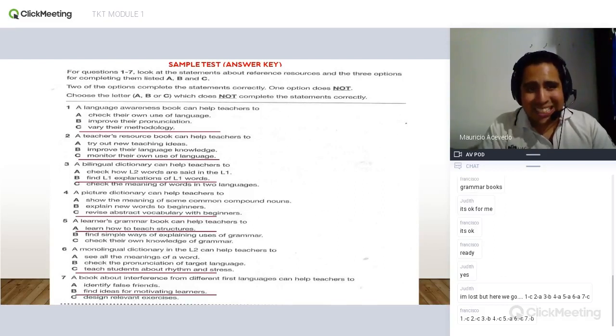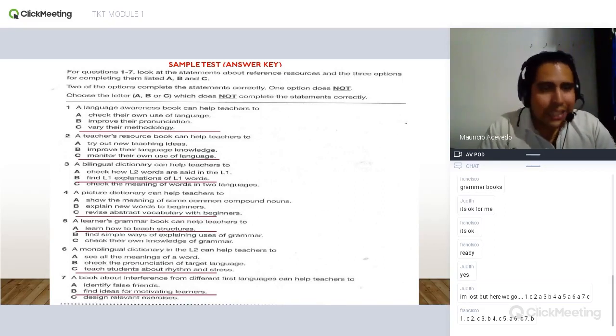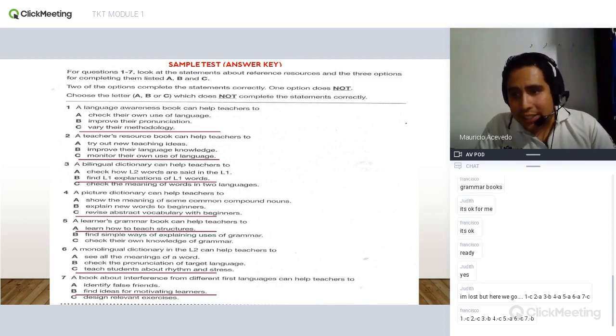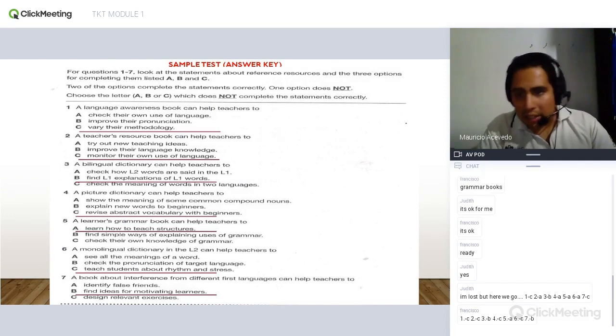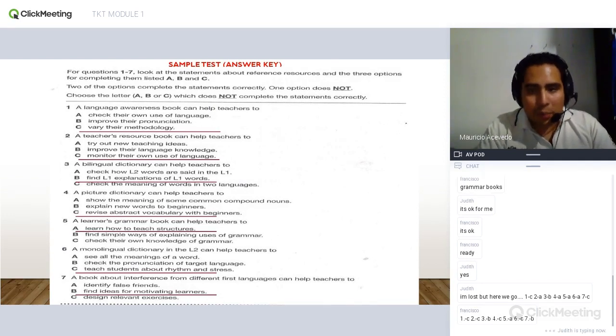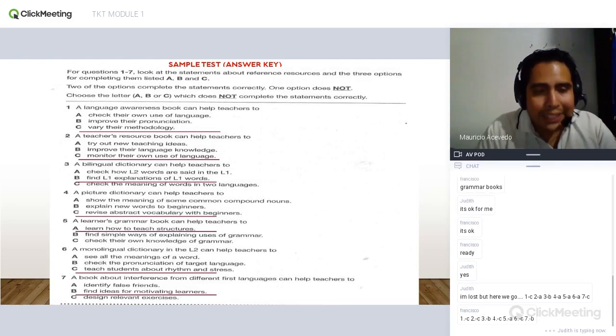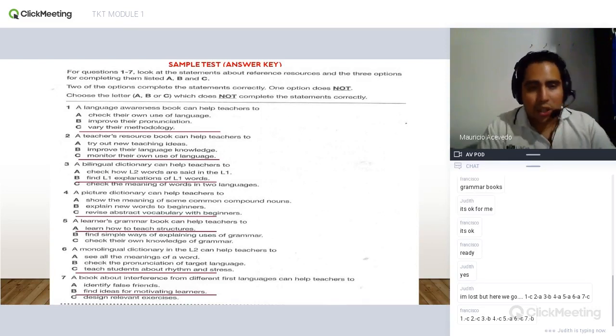Okay, it has to be very simple. Number five, A, correct. Number six, it's letter C. Okay, teach students about rhythm and stress. Okay, correct. And finally, number seven, it's B. Find ideas for motivating learners. Okay, so nothing to do with motivation, right?